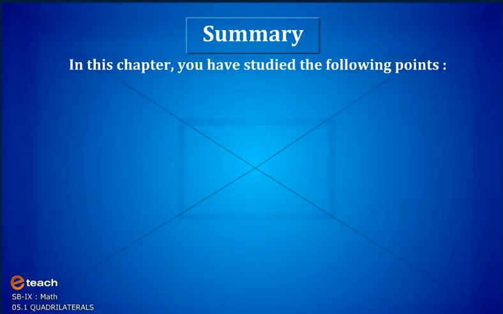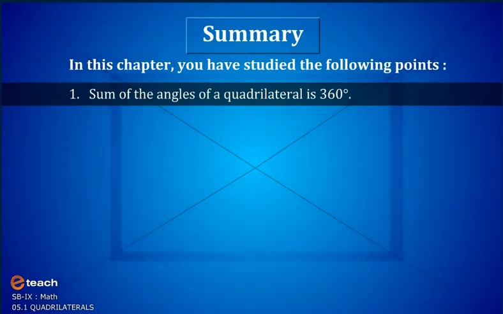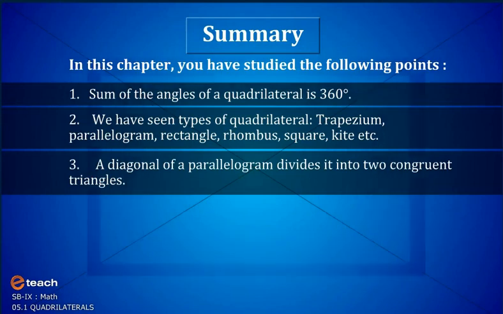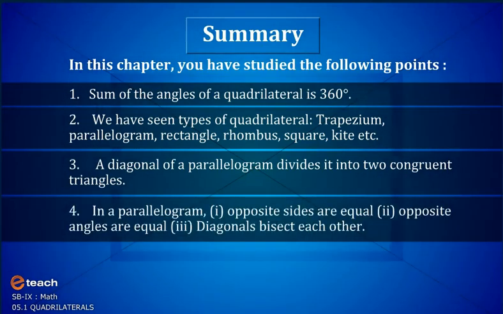Summary. In this chapter, student, you have studied the following points. 1. Sum of the angles of a quadrilateral is 360 degree. 2. We have seen types of quadrilaterals: trapezium, parallelogram, rectangle, rhombus, square, kite, etc. 3. A diagonal of a parallelogram divides it into two congruent triangles. 4. In a parallelogram, 1. Opposite sides are equal. 2. Opposite angles are equal. 3. Diagonals bisect each other.